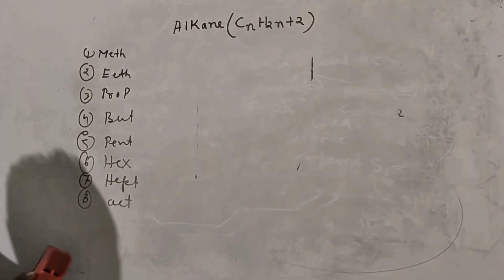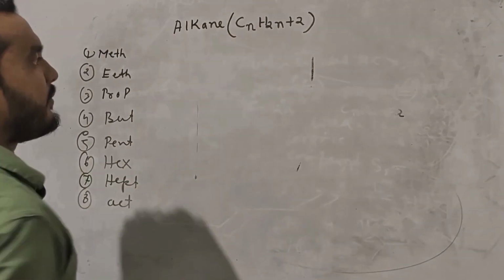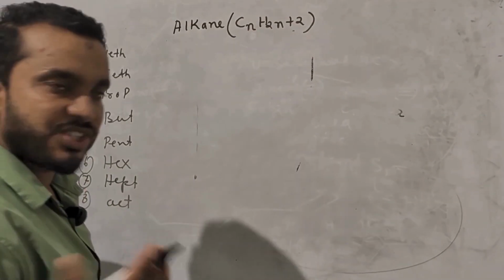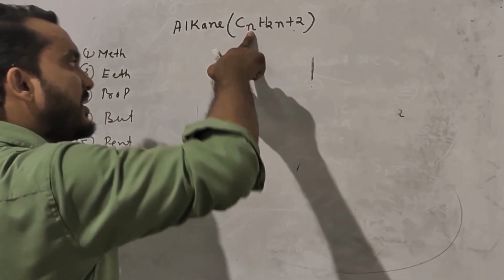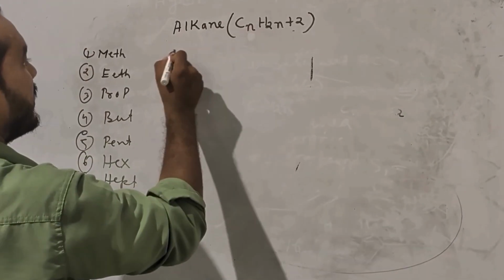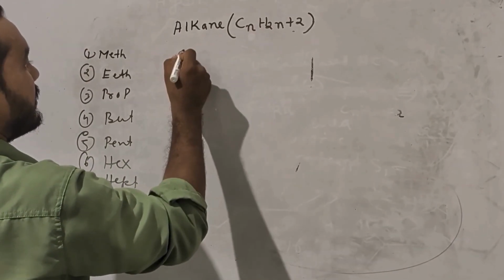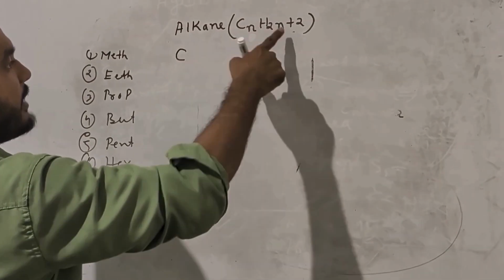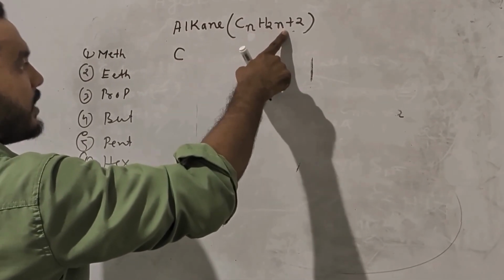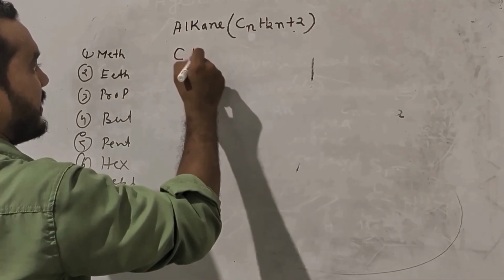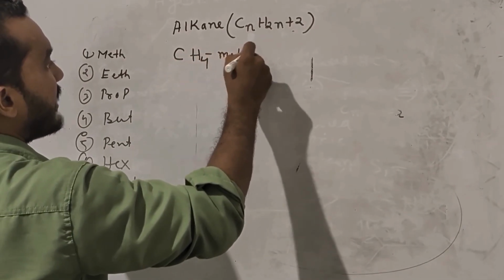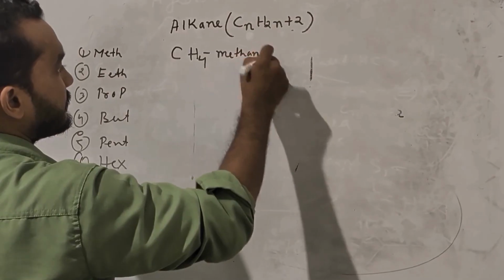So the general formula of alkane is this one. n represents the number of carbon atoms in a carbon chain. If in a carbon chain there is one carbon atom, then if I place 1, it will be C. If I place here 1, 2 into 1 plus 2, that is 4. That means H becomes 4. And this is the formula of methane.